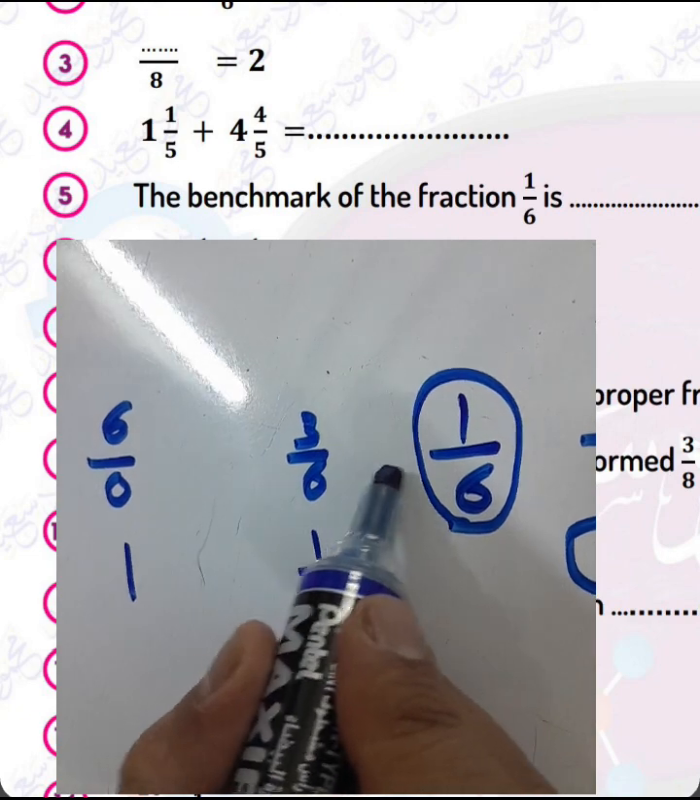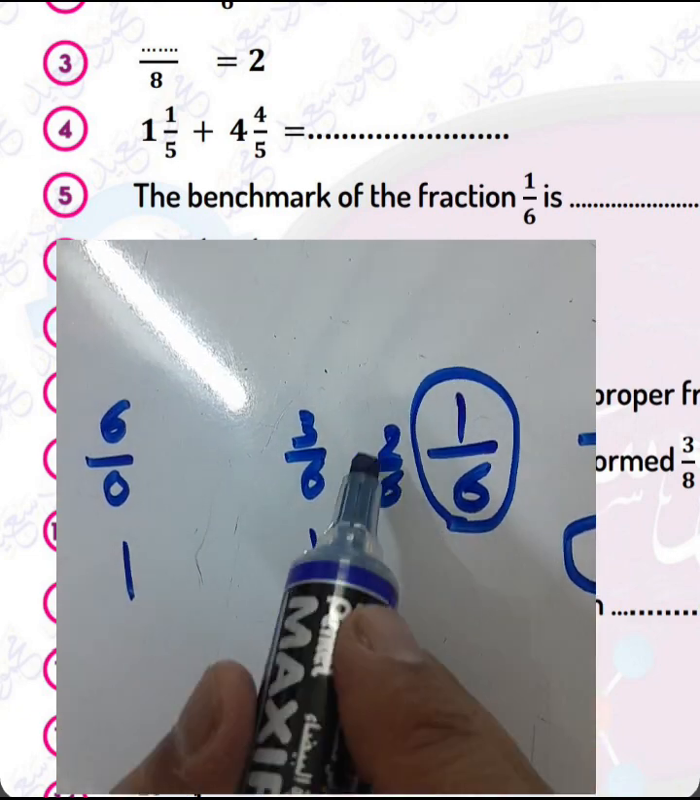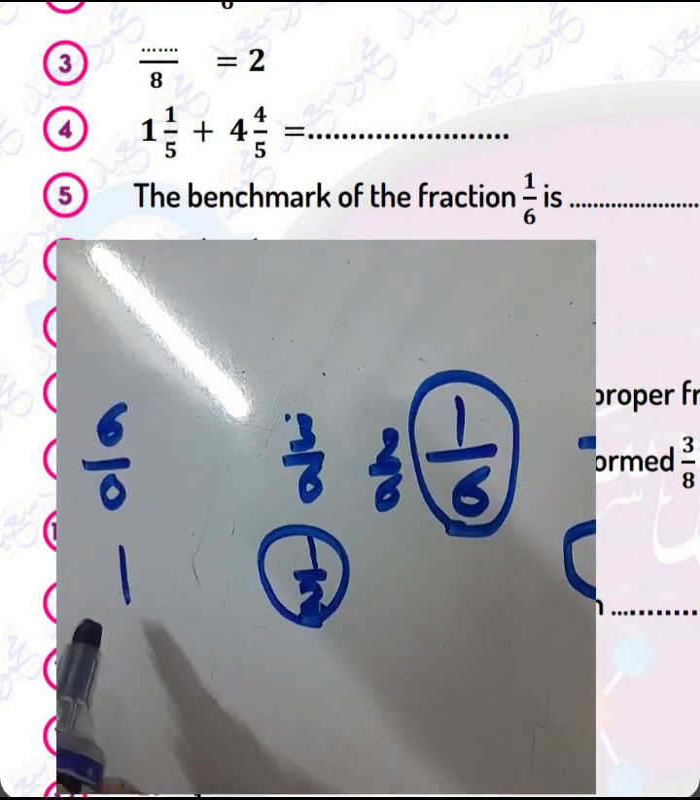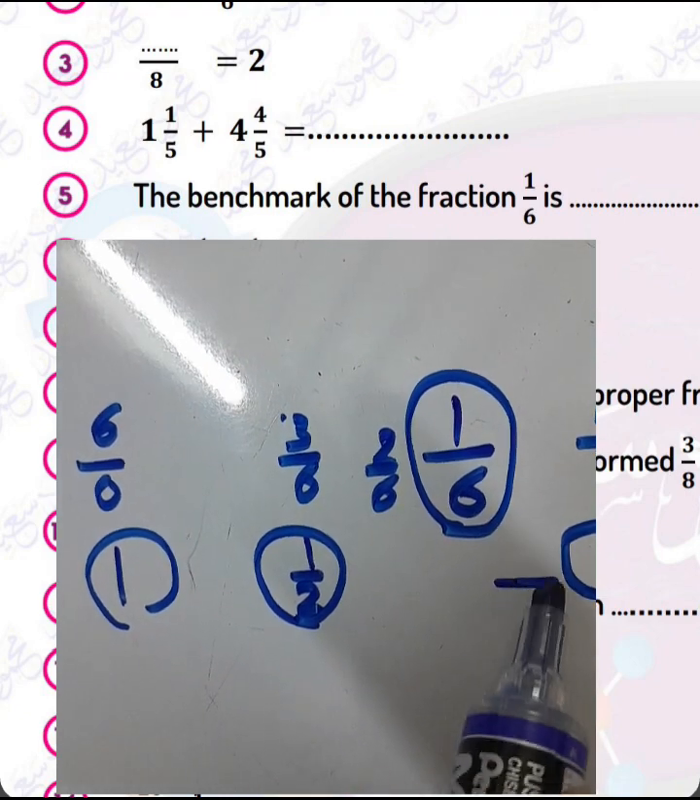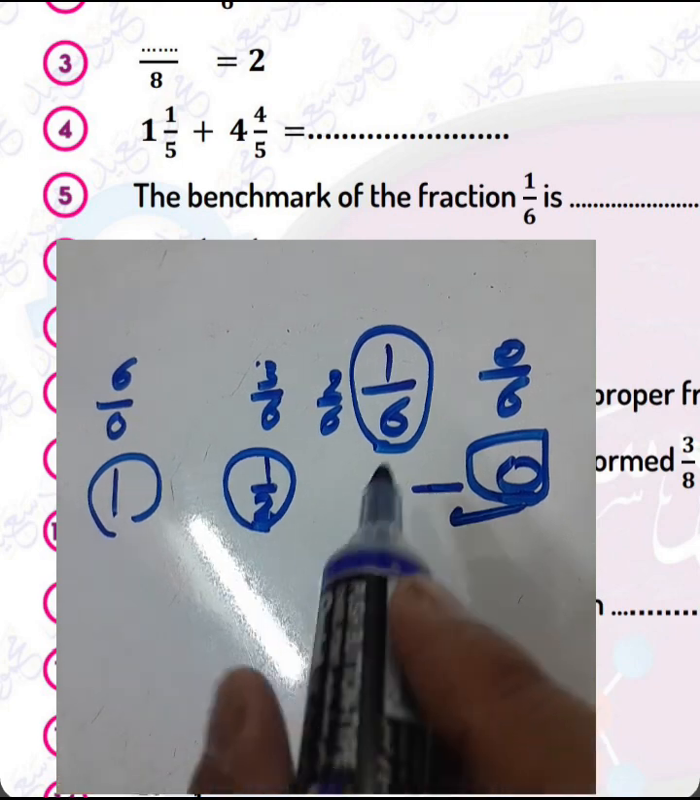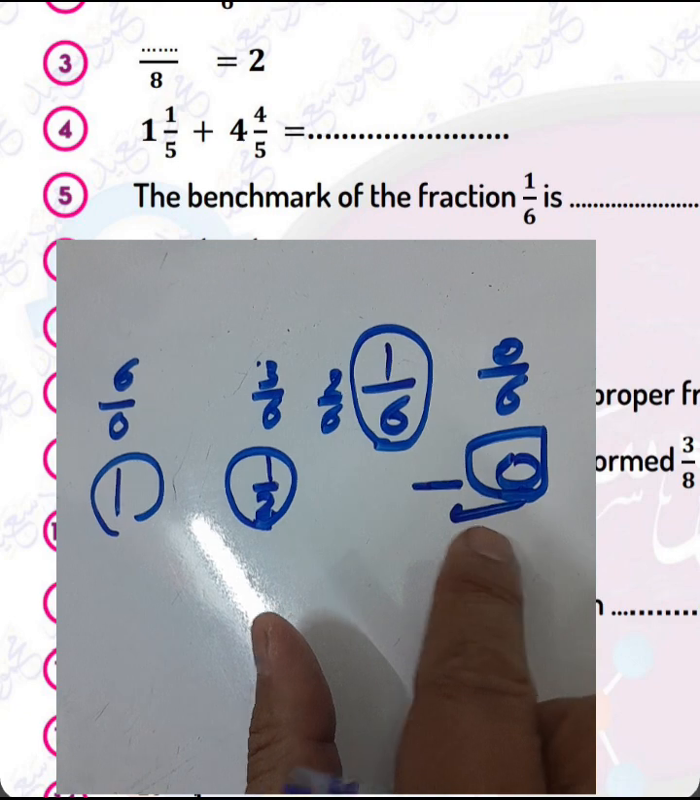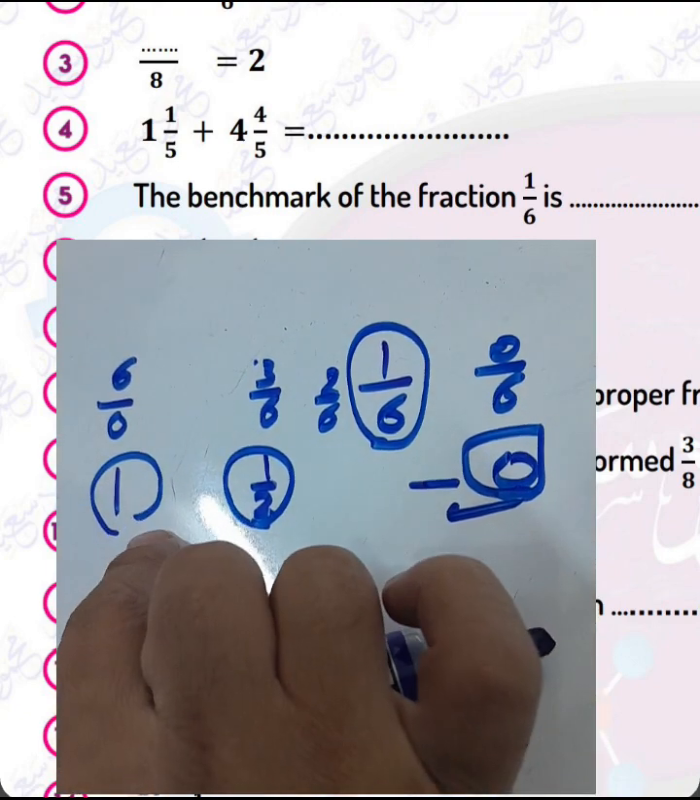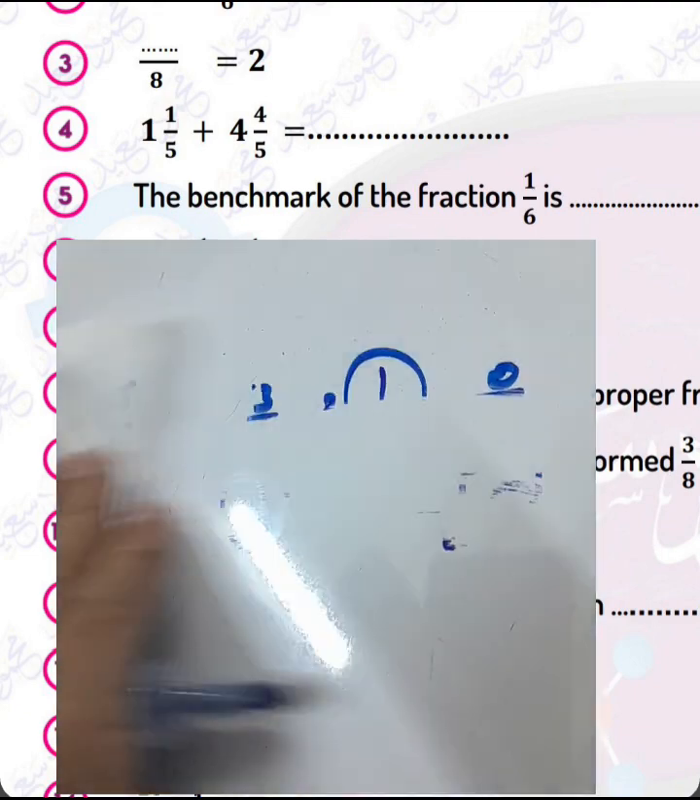But we have here 2 over 6, between 1 over 6 and 3 over 6, which is half. There is a long distance between them. Then 1 over 6 is nearest to 0. The benchmark of 1 over 6 will be 0, because 1 over 6 is nearest to 0, and we have a long distance between it and half and 1. Then the benchmark of the fraction is 0.